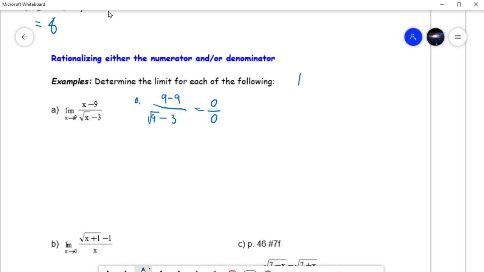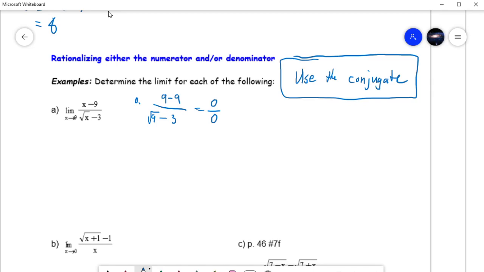This is a technique called rationalizing. Let's just say what I'm going to say is use the conjugate. Now, what is the conjugate? How do you get rid of a root? How do you get rid of this root here? Let's think about the bottom for a sec before we go any further. Root x minus 3. How do we get rid of a root?